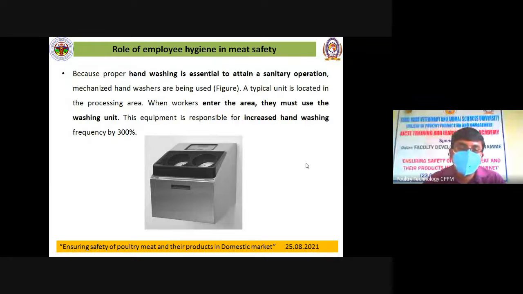Because proper hand washing is essential to attain sanitary operation, hand washing is the most important for attaining good sanitary conditions. Some of the plants have employed mechanized hand washers. The typical unit should be located in the food crossing area, where the food is handled by the workers regularly. Workers entering the area must use the washing unit, washing the hands. This equipment is responsible for increasing hand washing frequency by 300%. These are the mechanized hand washers.